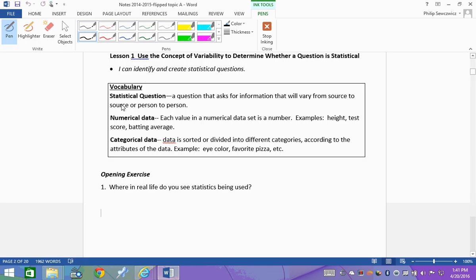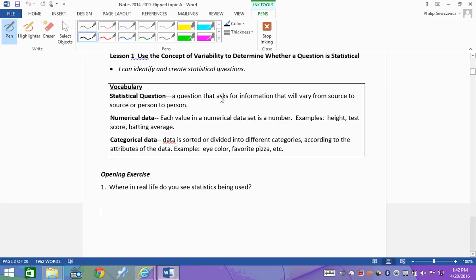What makes something a statistical question? Well, it's a question that asks for information that will vary from source to source or person to person. So almost like an opinion in that kind of way. Favorite food of people ages 16 to 24. Obviously not everyone's going to answer Brussels sprouts. Well, I kind of hope most people wouldn't. But anyway, I hear they're delicious, though, by the way. But again, it's going to vary.